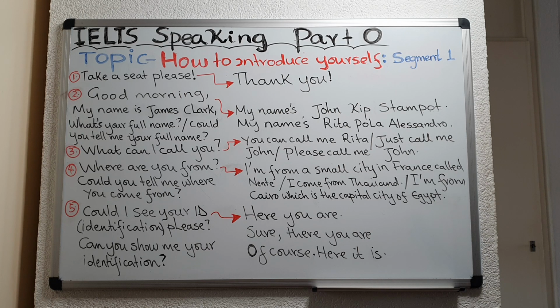And then number 5, when the examiner says to you, "Could I see your ID, please? Could I see your identification, please? Can you show me your identification?" What should you say? "Here you are." "Sure, there you are." "Of course, here it is."